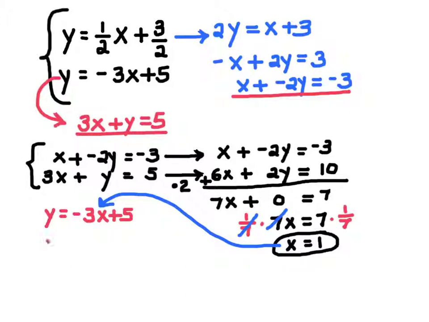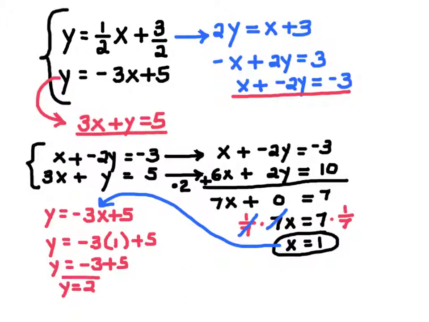When we do this, we have y is equal to a negative 3 times, not x, but 1, because we're replacing x with a 1, plus 5. Or y is equal to a negative 3 times 1 is a negative 3, plus 5. And finally, y is equal to negative 3 plus 5, which is 2. So here we have y is equal to 2. So our final solution to this problem is the ordered pair when x is 1, y is 2.